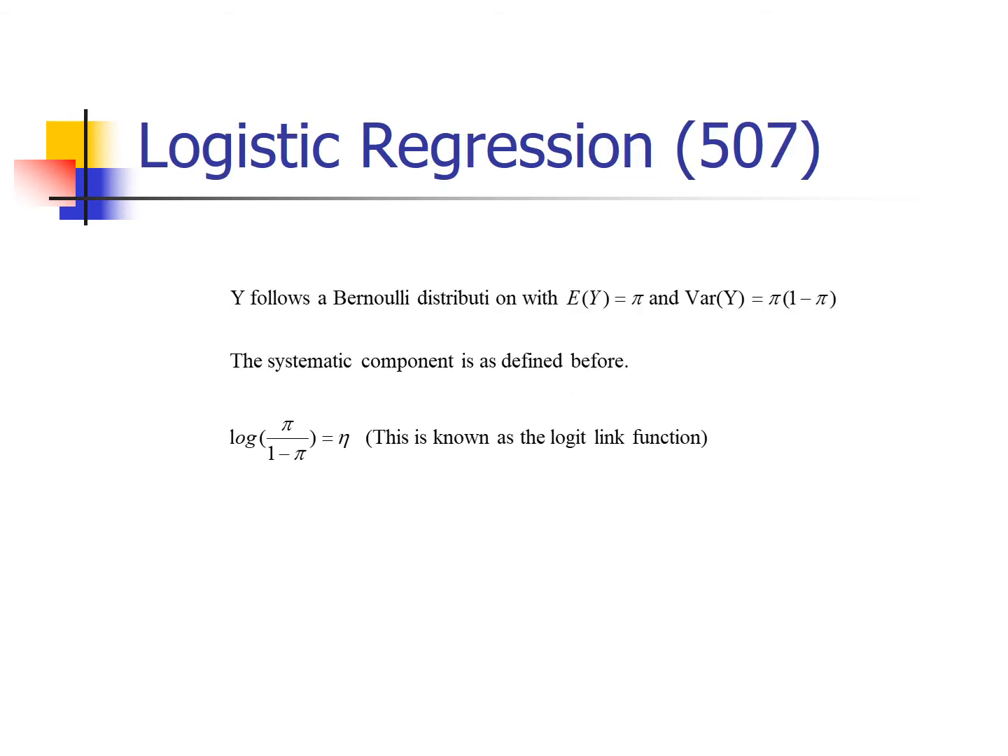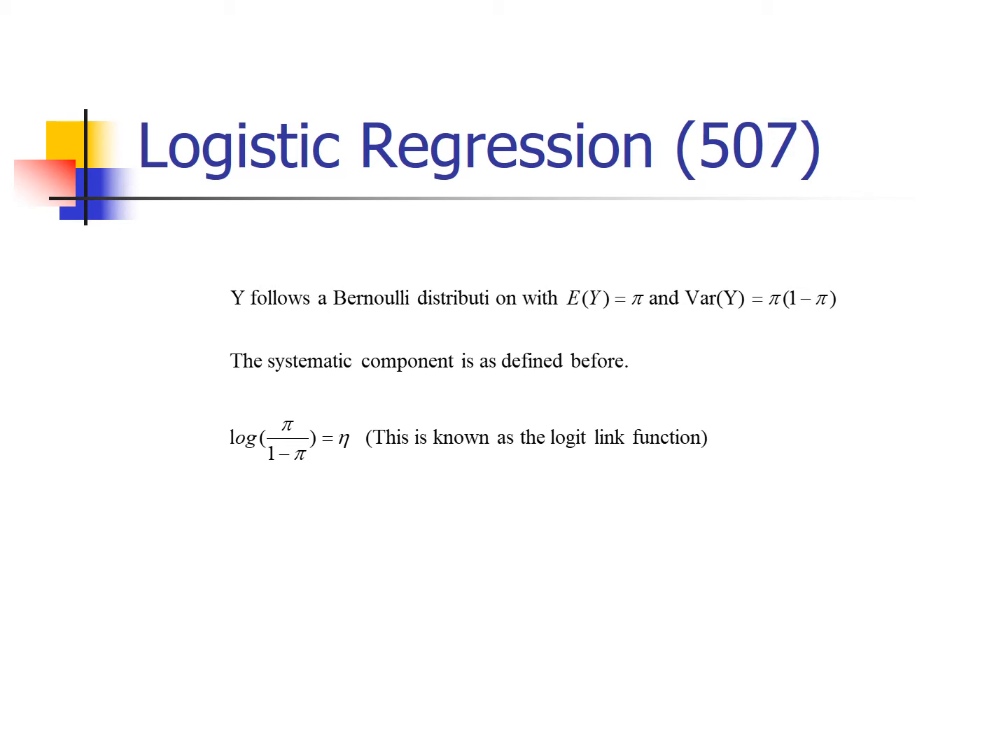Logistic regression, a little not so simple. Y follows a Bernoulli distribution. Again, a Bernoulli random variable is a random variable that takes only one of two outcomes: something occurs or something does not occur. Its expected value is pi. Its variance is pi times 1 minus pi.